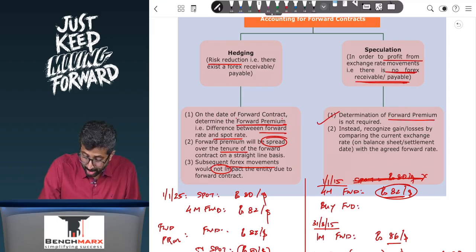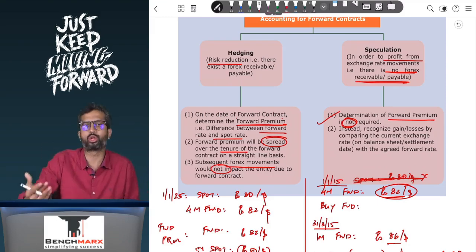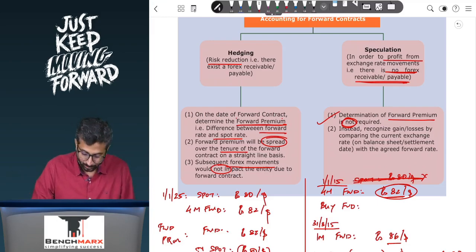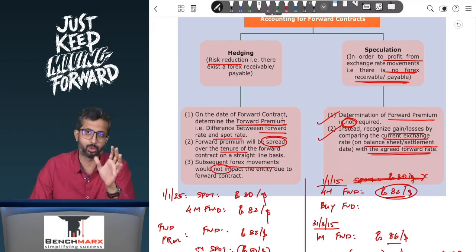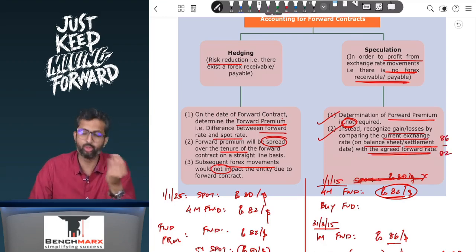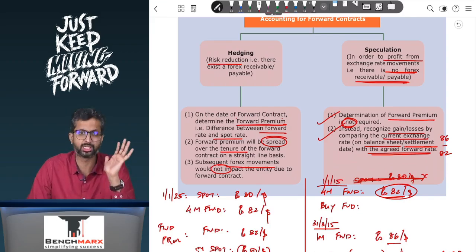First, determination of forward premium is not required. Why? Because you don't have a liability at 80. So you can't say that for something worth 80 you are agreeing to pay 82. You're not agreeing to pay 2 rupees extra for anything. There's no liability at 80. So you don't have to have forward premium. Instead, recognize a gain or loss by comparing the current exchange rate, that is on the balance sheet date, with the agreed forward rate. So you are comparing, for example, 86 with the agreed rate of 82 at a later date and figuring out whether there is a gain or loss. Most questions that the institute has given are for hedging, but there can be questions regarding speculation as well.